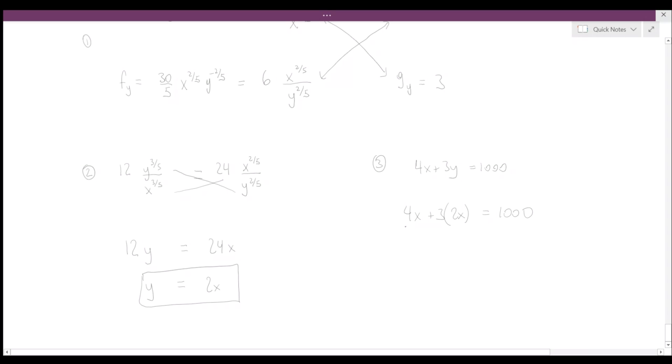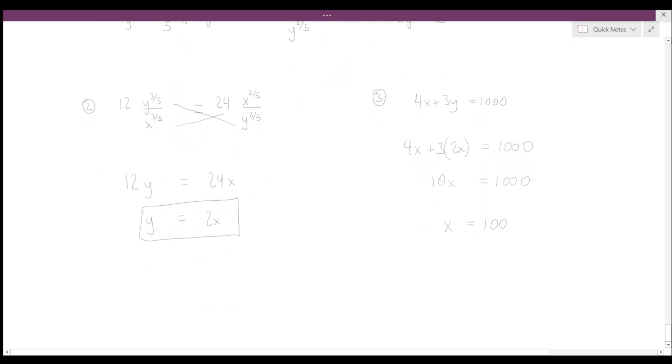From there, we get 4x plus 6x for a total of 10x. And from there, we're able to solve for x. So x is going to be 1,000 over 10, which is 100. And then x is 100. Then from this relationship that we found earlier, we said that y would be 2 times 100, so y would be 200, okay?